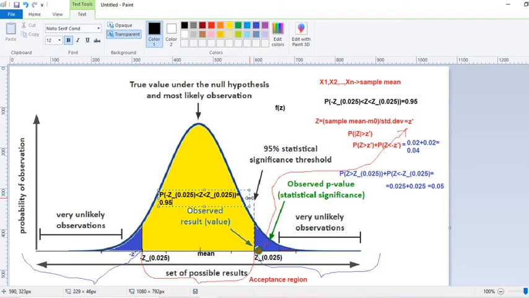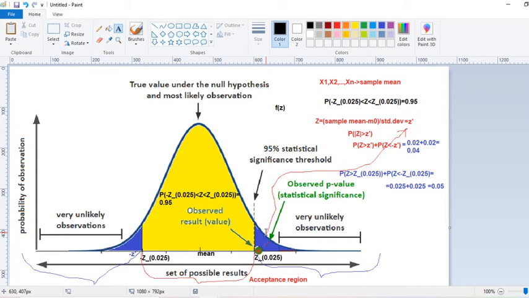So the remaining region would have the area 0.05, because the yellow region has the area 0.95. So the total area would be 1. I think you got the idea of the construction of these areas. Now, what is p-value?